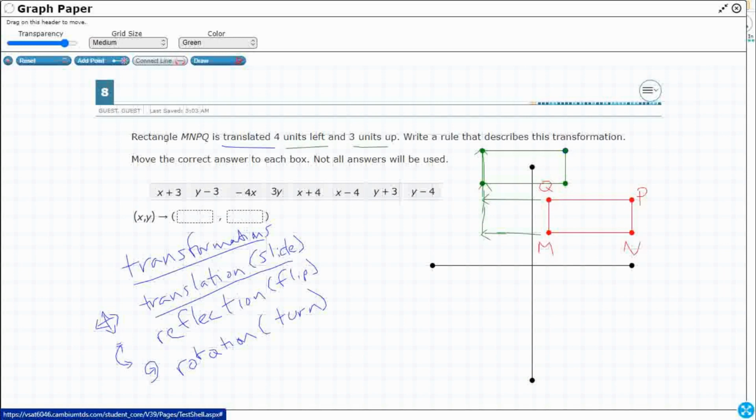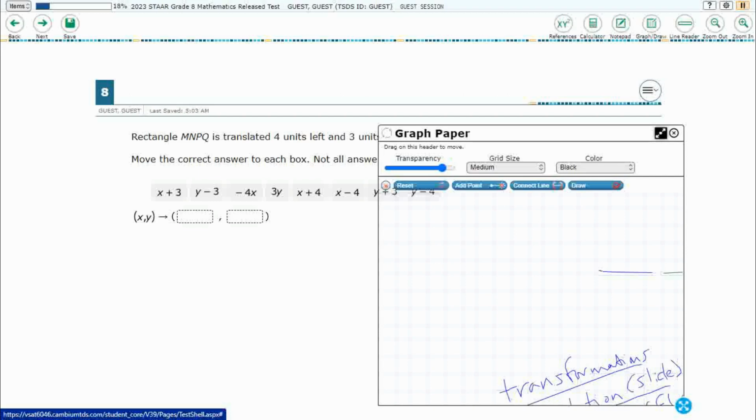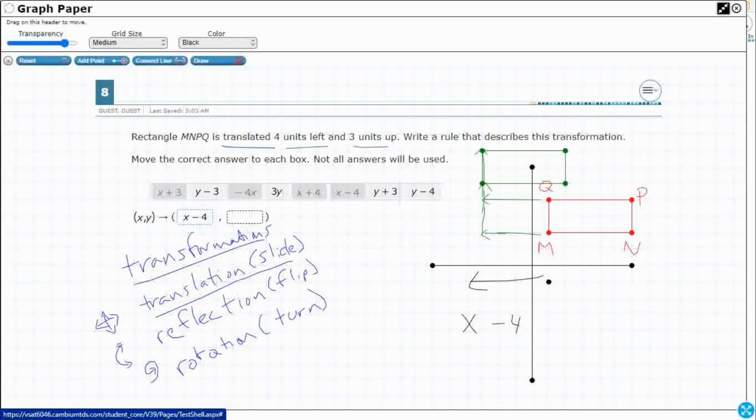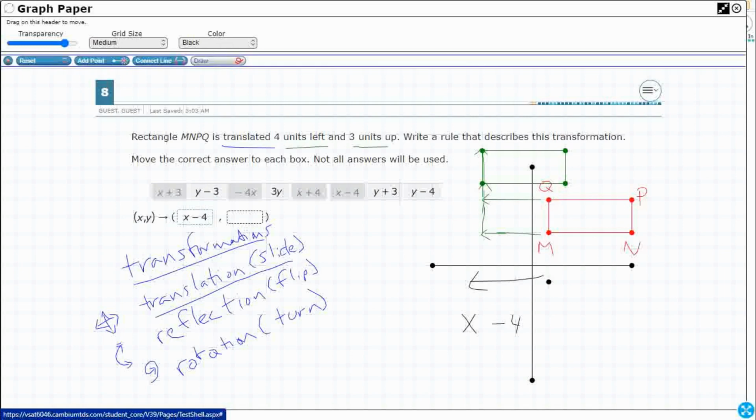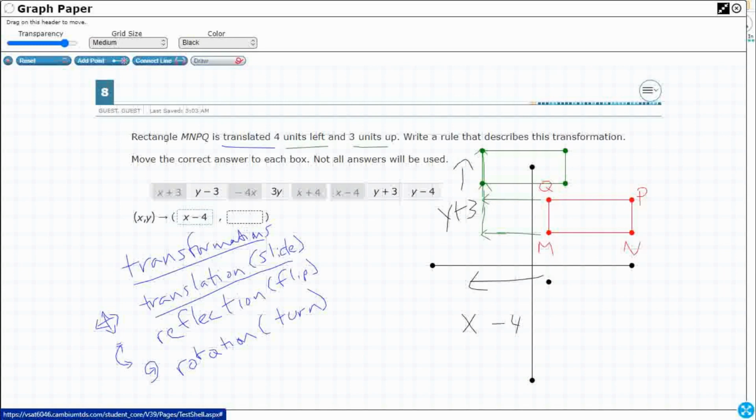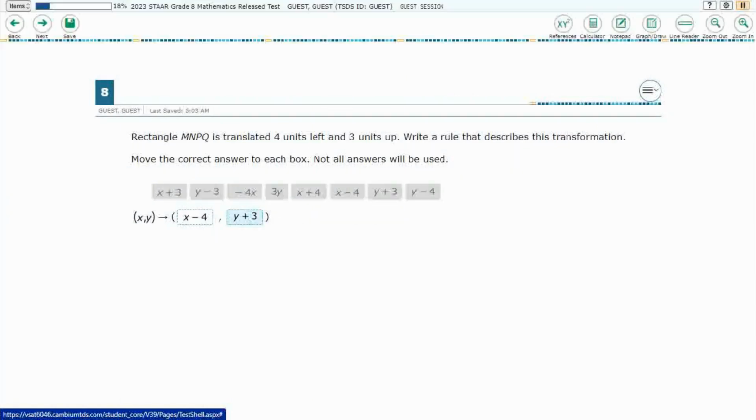Now, what are the algebraic representations that are going to show me what I just did? Okay, well, what happened to my x? My x went to the left, which means it got smaller, okay? So x went how many to the left? 4. So it went that way to the left 4, okay? So we can go ahead and slide that over there. It's x minus 4. And then what happened to my y? It went 3 up, okay? So we're just going to say it went plus 3 because it went up 3. And so we'll do y plus 3, and that is my answer.